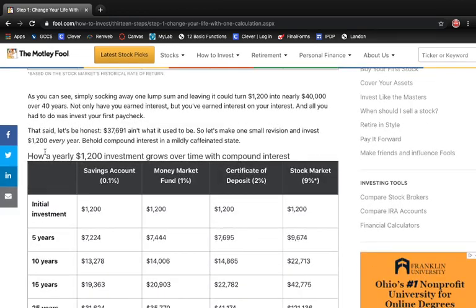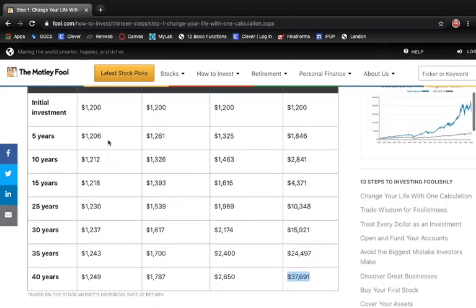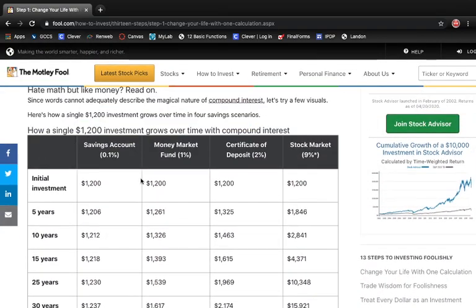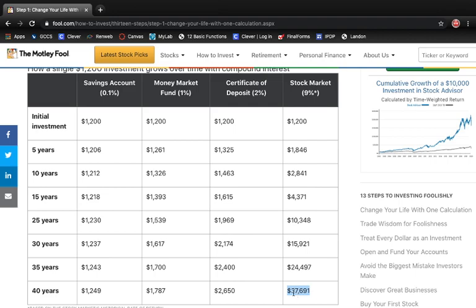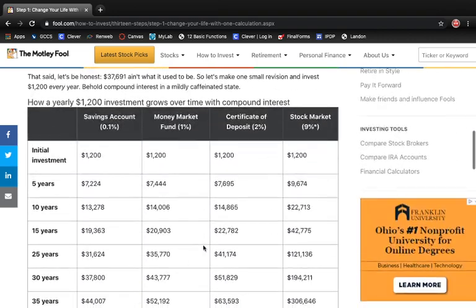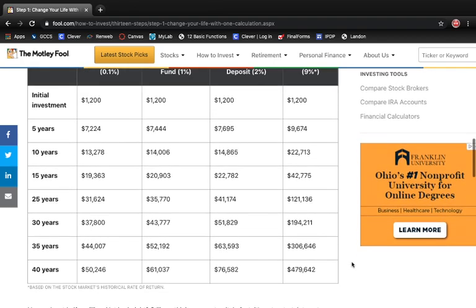You invest $1,200 every single year. So this is investing $1,200 one time, guys, and you end at 40 years with $37,000. You invest $1,200 a year for 40 years, and you're at $500,000. And that's all because of compound interest. And what is compound interest? Compound interest is interest earned on interest earned.